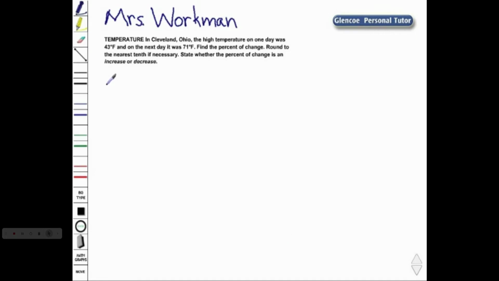Okay, we're asked to find the percent of change. In order to find the percent of change, we need to write a comparison in the form of a ratio. The numerator is the amount of change, and the denominator is the original amount.